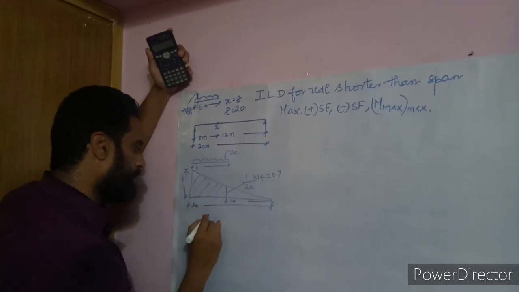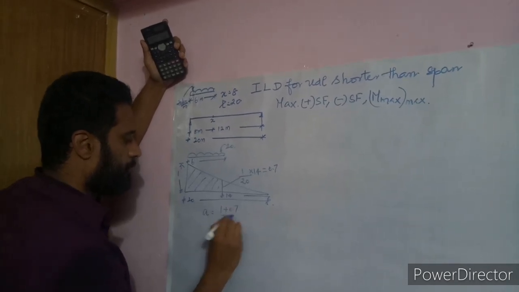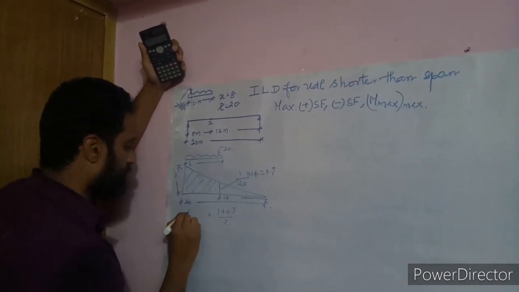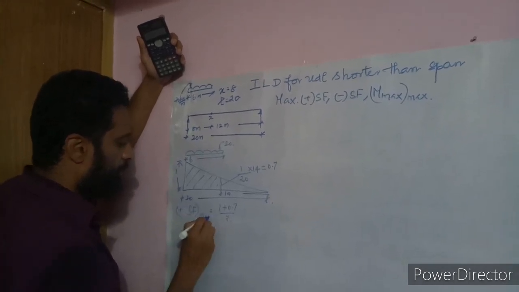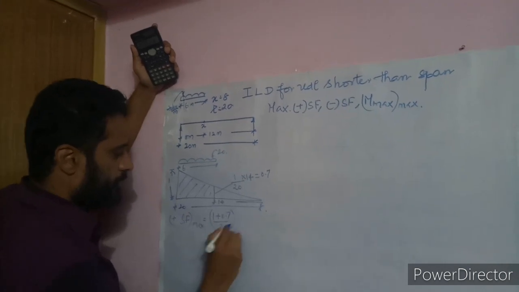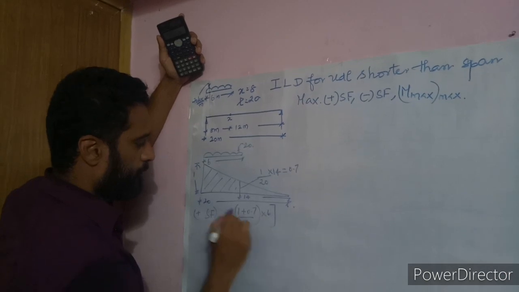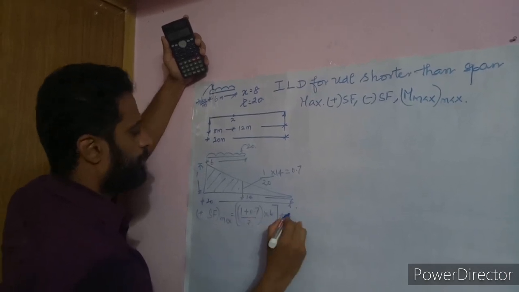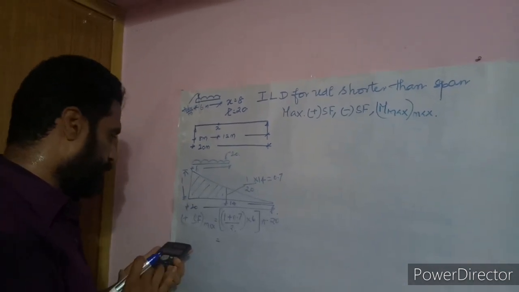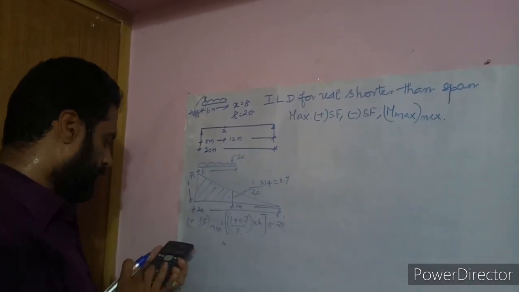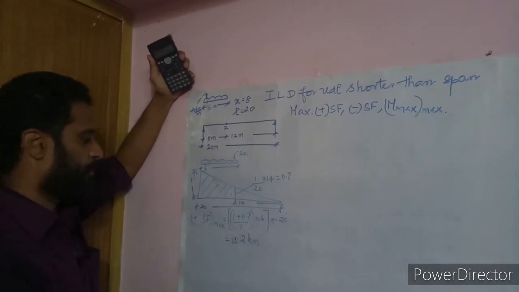So this is 0.7, and you know how to calculate the area. So the area will be 1 plus 0.7 by 2. I am directly calculating the shear force. You know the shear force is area into load intensity, so 1 plus 0.7 by 2 into this distance, which is 6, into the load, which is 20. So which is 1.7 divided by 2 into 6 into 20, which is 102 kilonewton. So this is the maximum positive shear force.